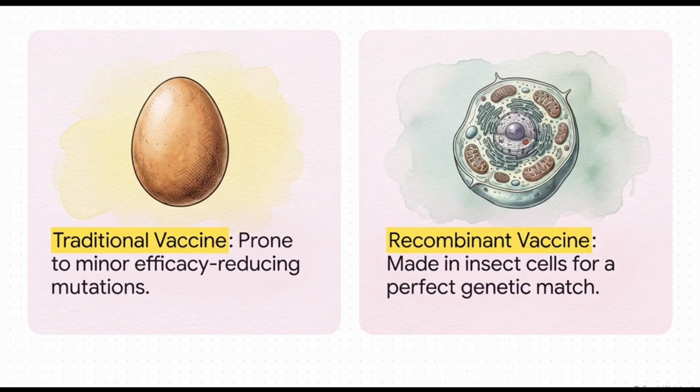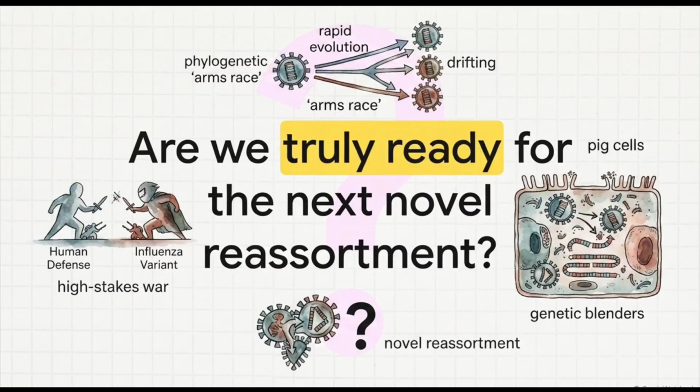The traditional inactivated vaccines are grown in egg cells, but there's a slight problem with that. The virus can undergo minor mutations while incubating in the egg, which slightly reduces the vaccine's final real-world efficacy. The newer recombinant vaccine completely bypasses this issue. By synthesizing the viral RNA inside insect cells instead, it avoids those manufacturing mutations entirely. The result? A highly effective, 100% perfect genetic match to the target virus. A real game changer.